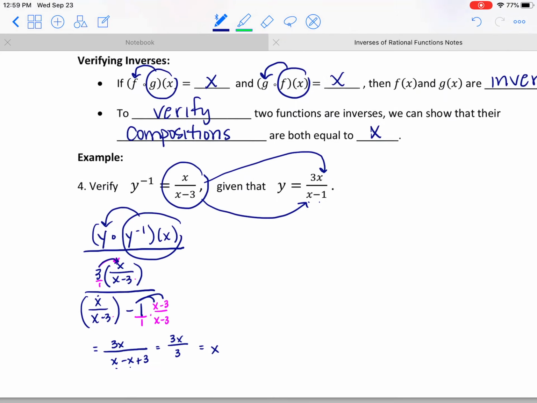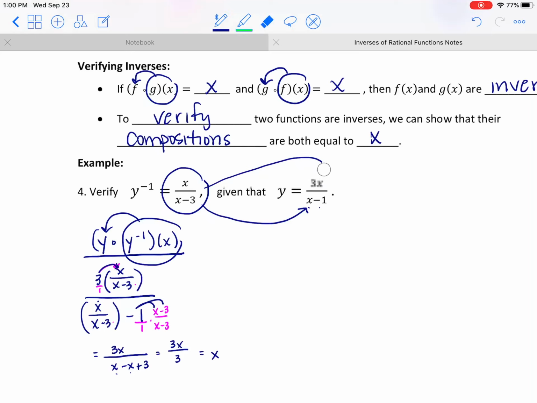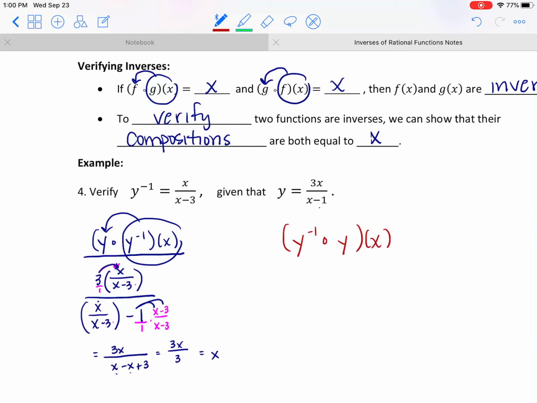So we verified it in one direction. Now we get to verify it the other direction. And when I say we, I mean me, obviously. You're watching me do this, right? Okay, but ultimately the goal would be for you to be able to do this as well. So now we're going to go the other direction. We're going to find y inverse of y of x. Okay, so now we're going to take the original function and plug it into the inverse.